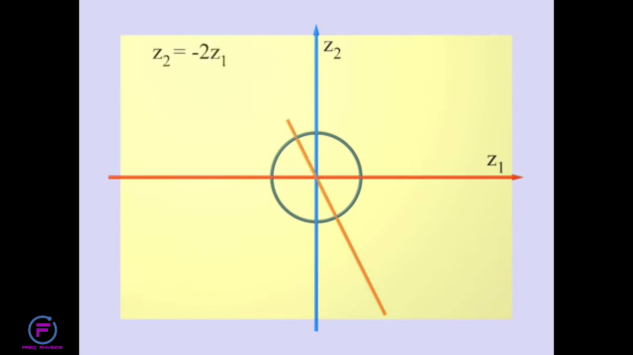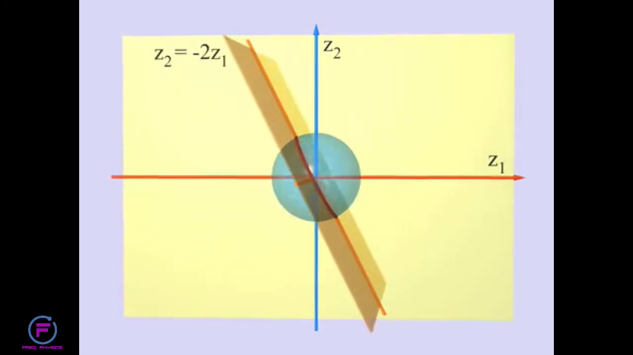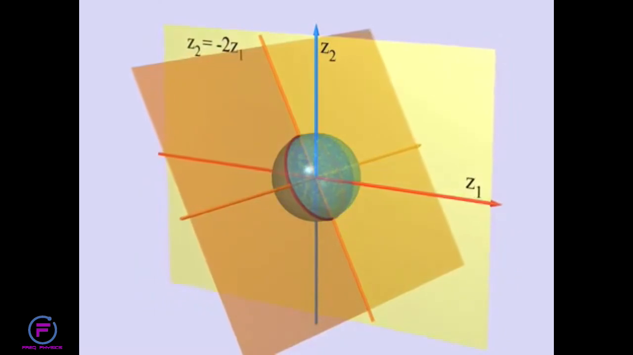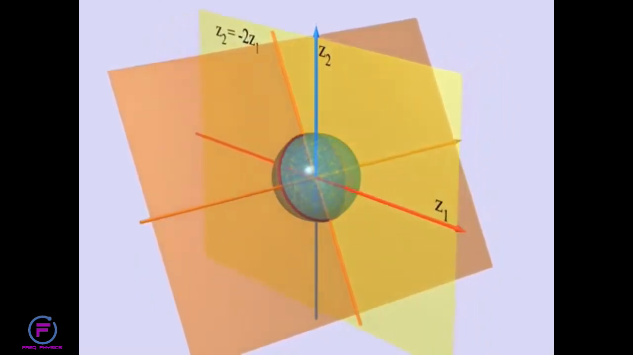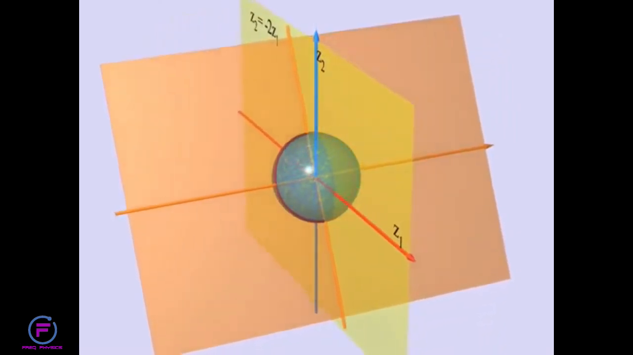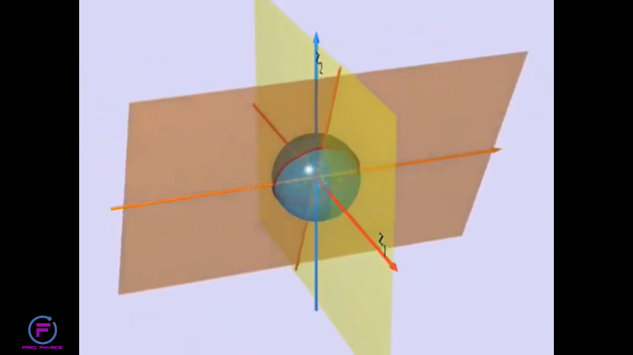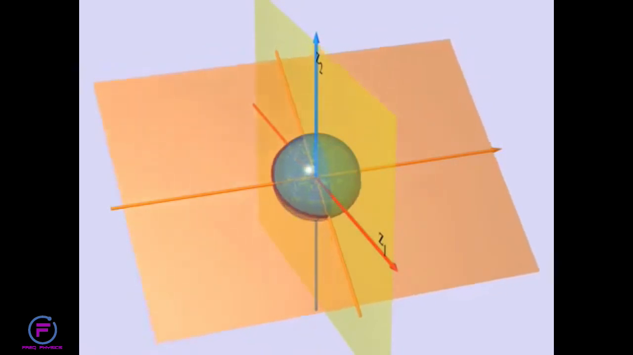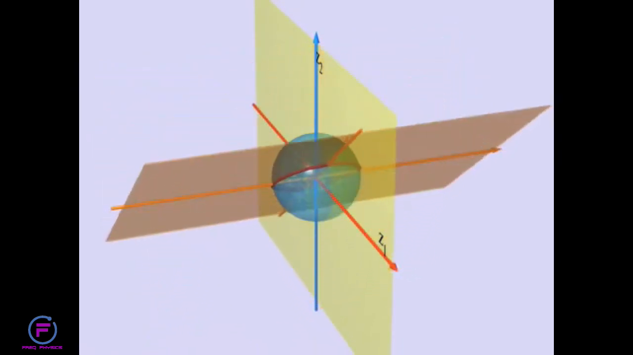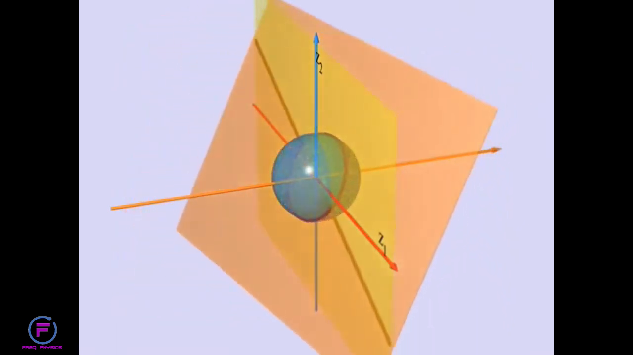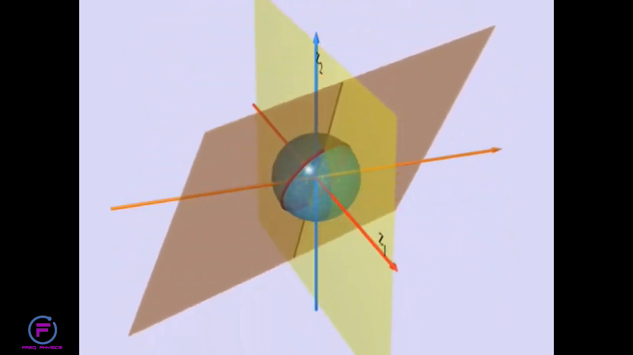Here you can see the line with equation z2 equal to minus 2z1. But we could do the same with any line, z2 equal to a times z1, for any complex number a. In this manner, the 3-sphere in 4-dimensional space is filled with circles, one for each complex line going through the origin in our plane of complex dimension 2.